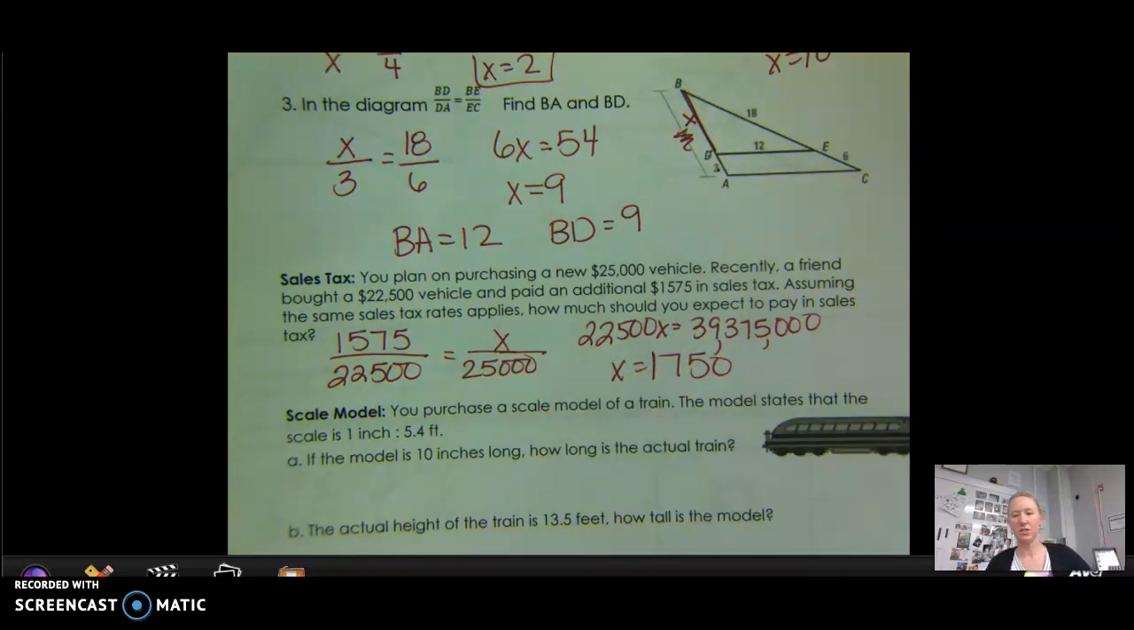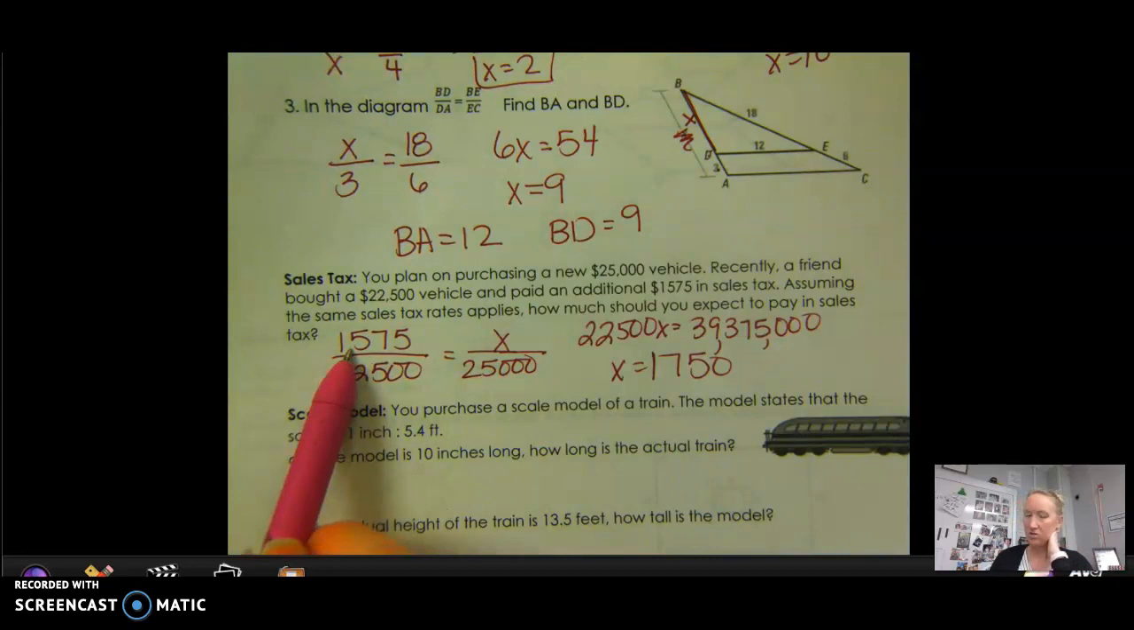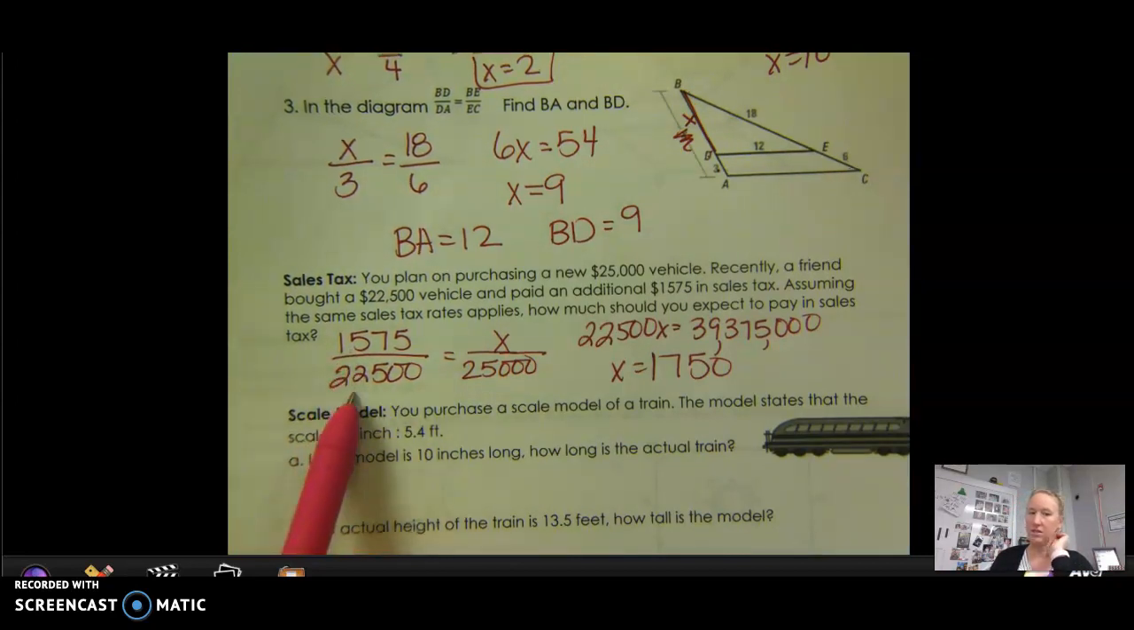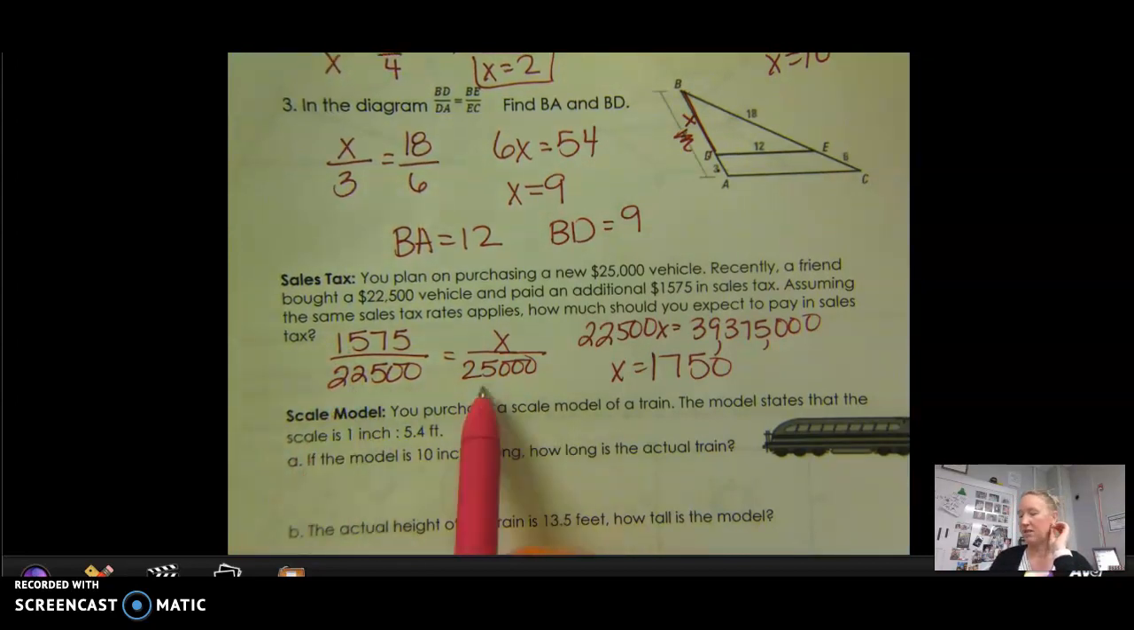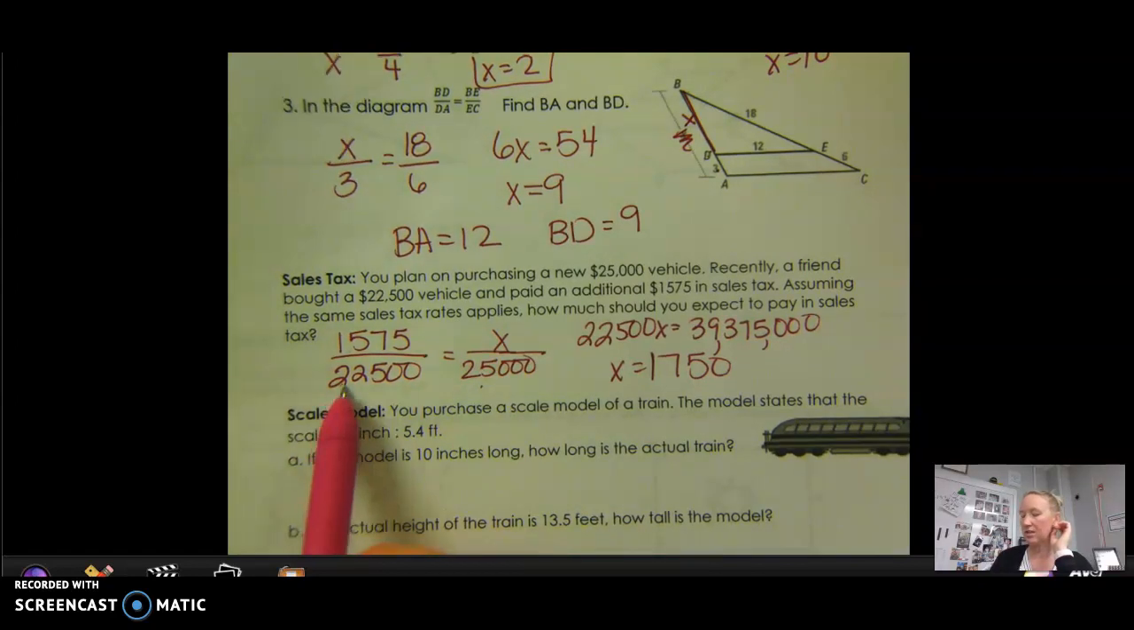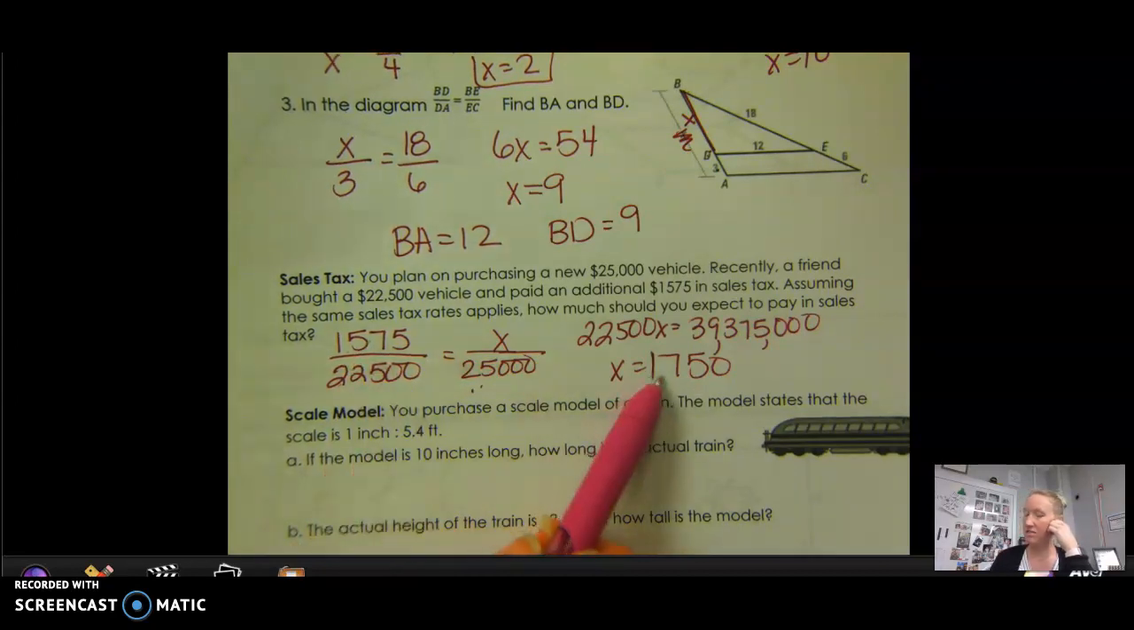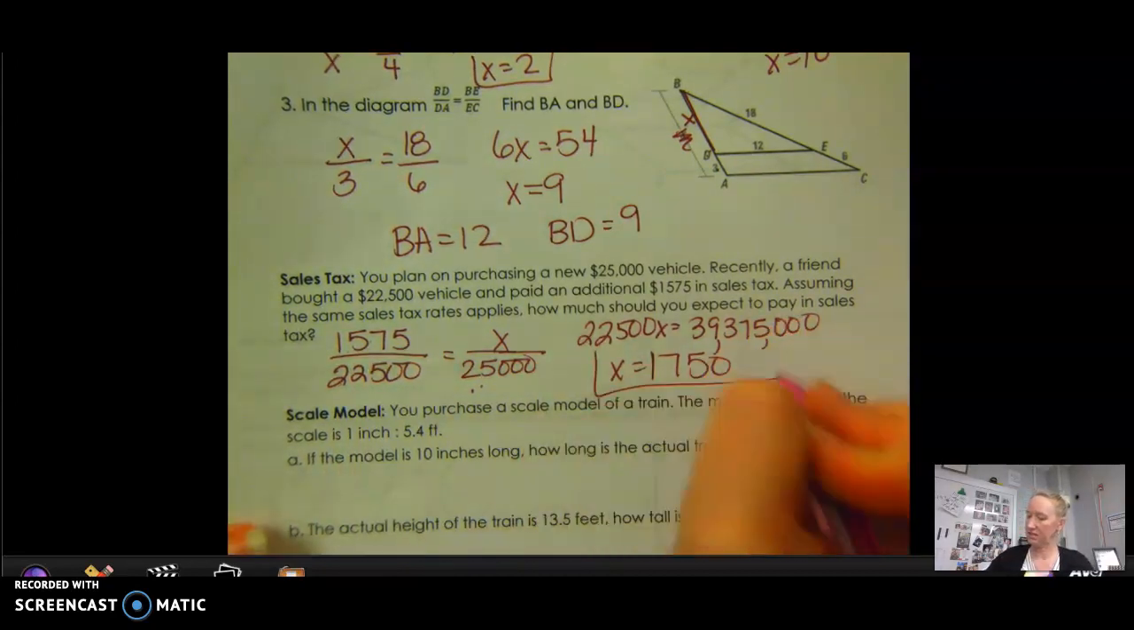1,750. Please make sure your answers make sense. If the other person spent $1,500-ish on a vehicle that costs $22,000-ish, and I'm buying a vehicle that's $25,000, I should spend more than this person, but just by a little, and this is a little bit more. So that makes sense as an answer.